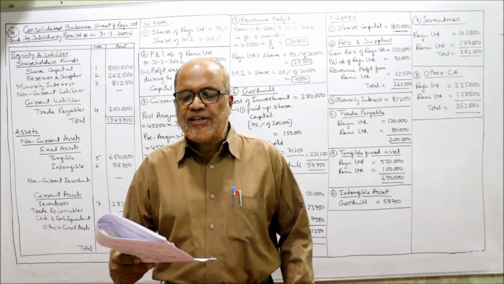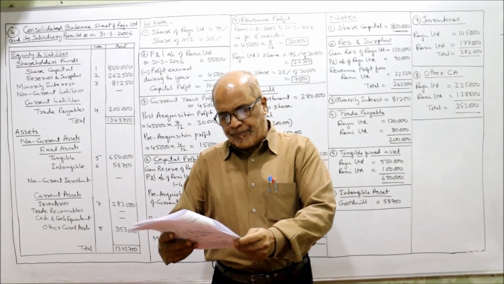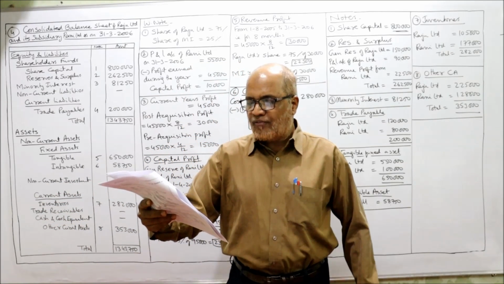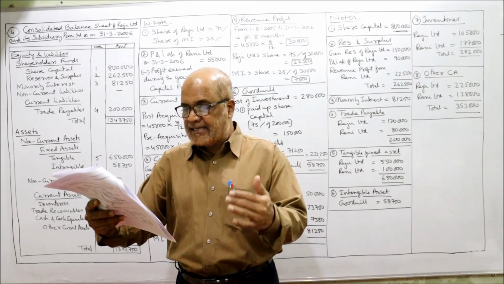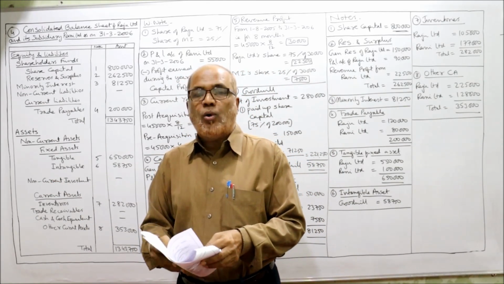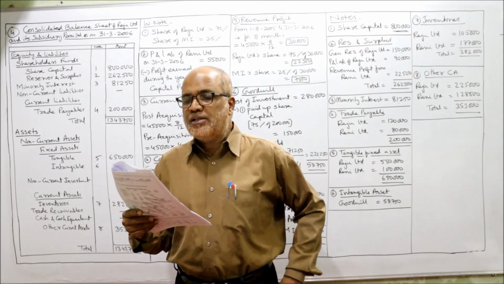Come on, now we'll start the next problem. That is problem number 4. See carefully, fourth problem. On 31st March 2006, the balance sheet of Raju Limited and its subsidiary Rani Limited stood as follows. So Raju Limited is the holding company, Rani Limited is the subsidiary company. Both the balance sheets are given.